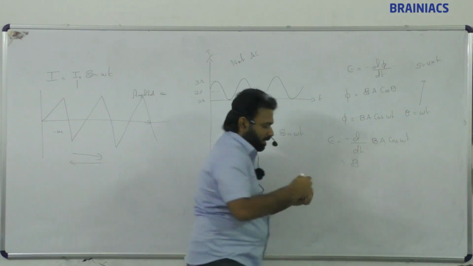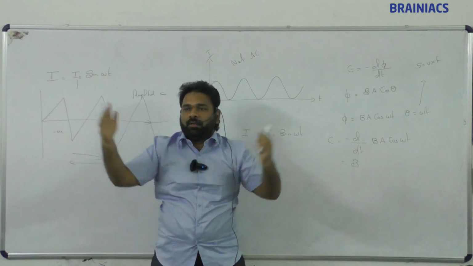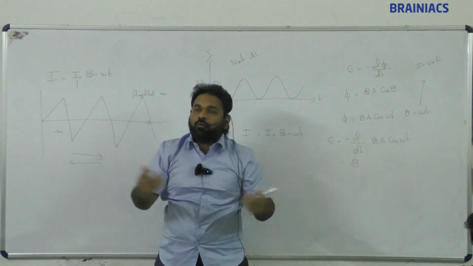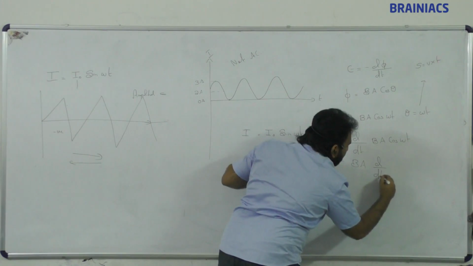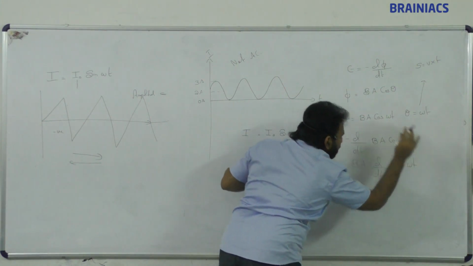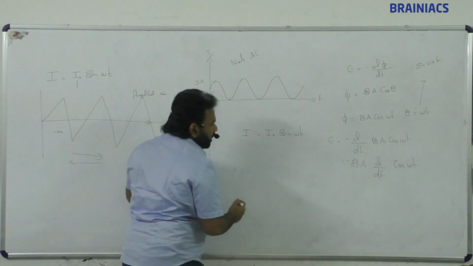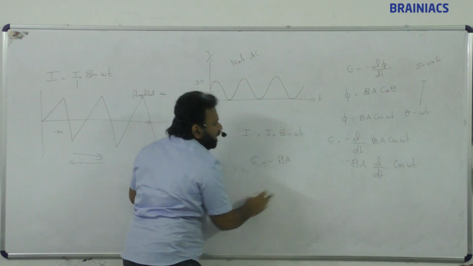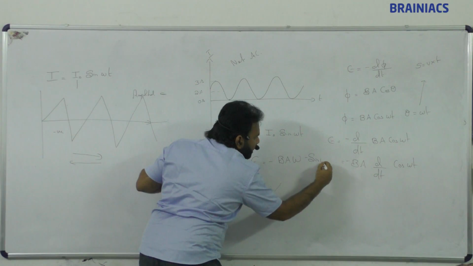B is constant. Area, if this is a coil that is rotating, cannot be increased or decreased. That coil will have to be constant. So A is constant. Then when we do d by dt of cos omega t, the minus comes here. So what will happen? E is equal to minus BA omega minus sin omega t.